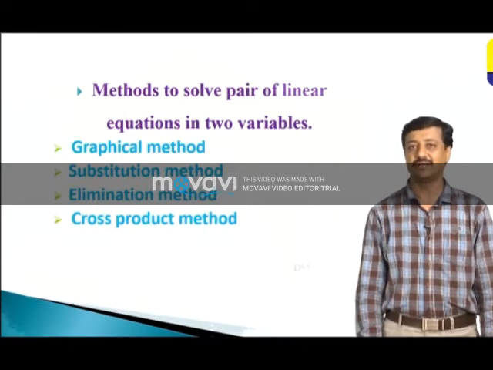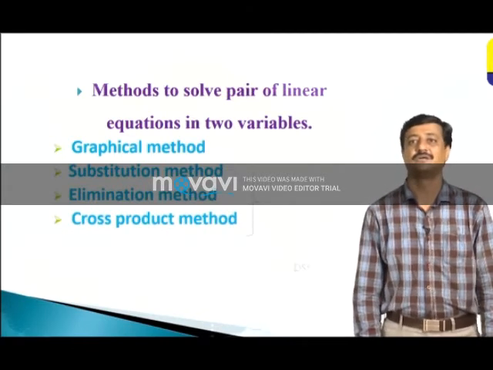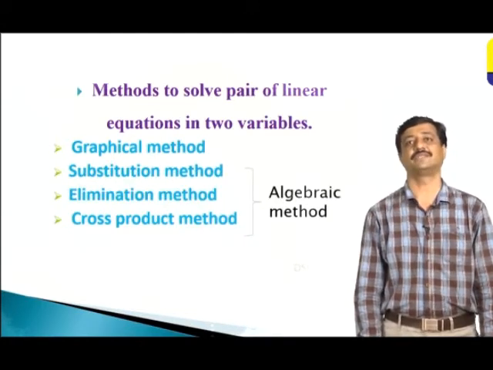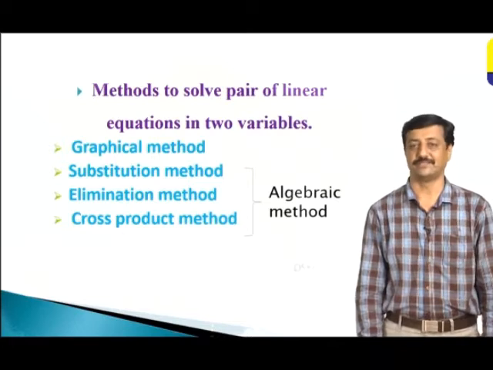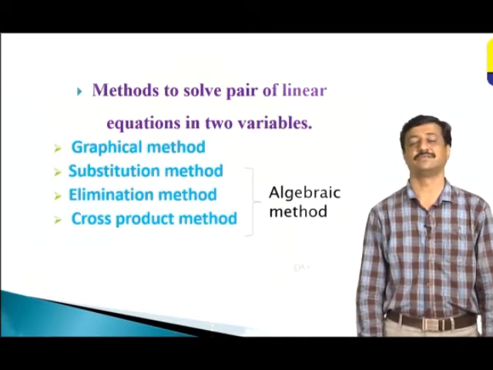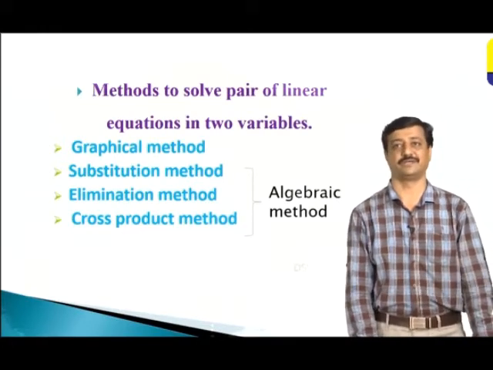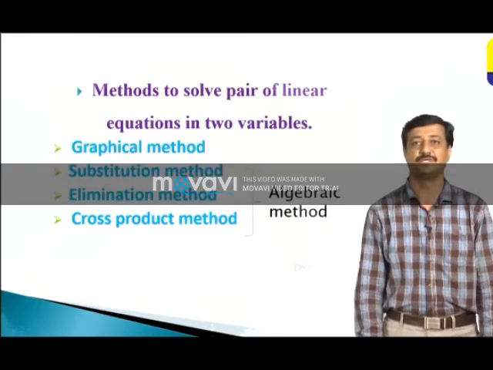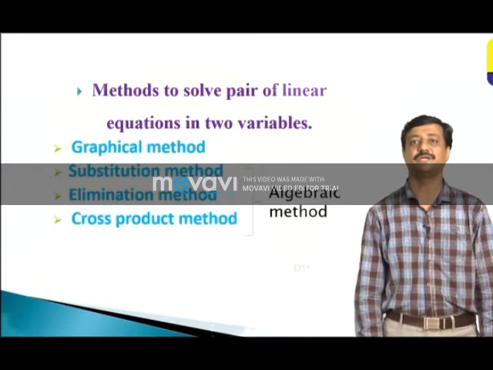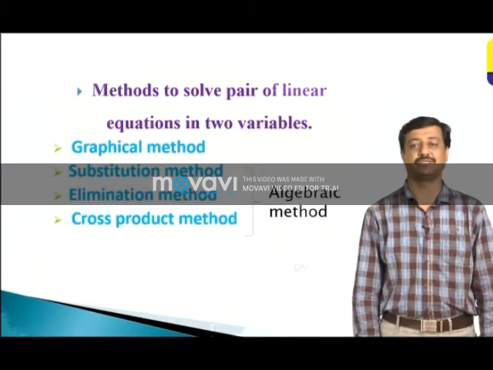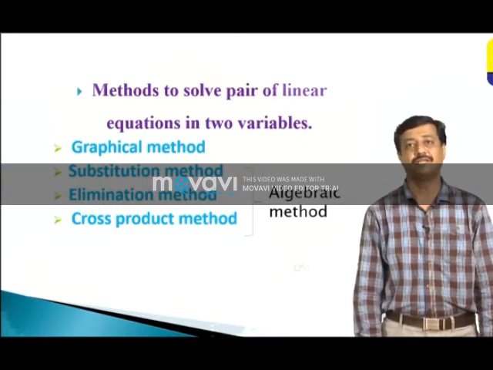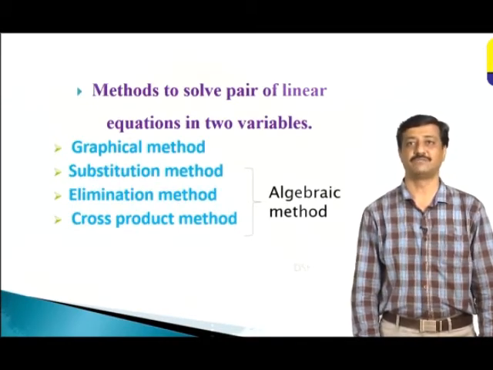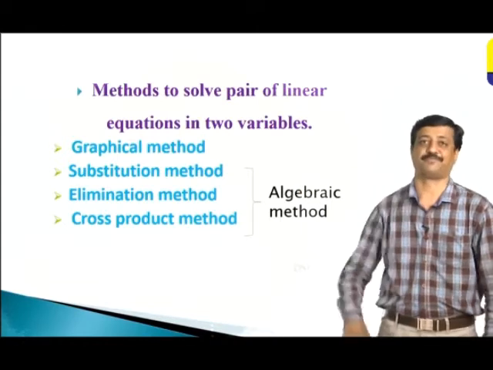Here the last three methods are called algebraic methods. Usually we will classify the methods into two categories. The first one is graphical method and the second one is algebraic method. Under algebraic method, we have three specific methods, which are the substitution method, elimination method and cross product method. Today we will learn how to solve pair of linear equations in two variables by using these methods.